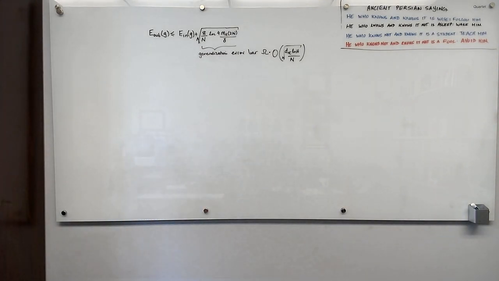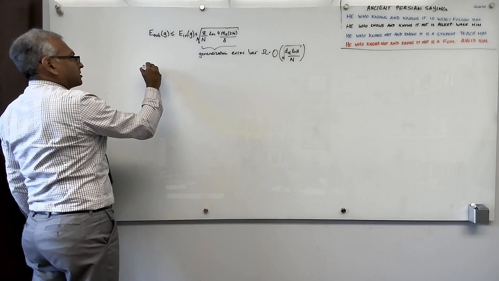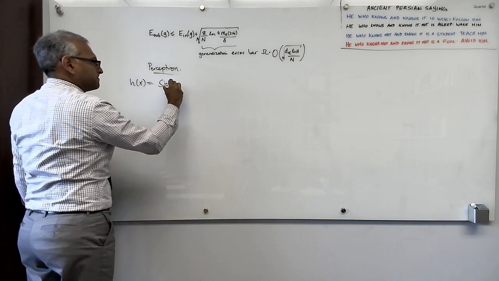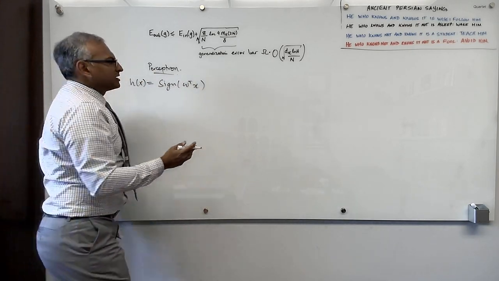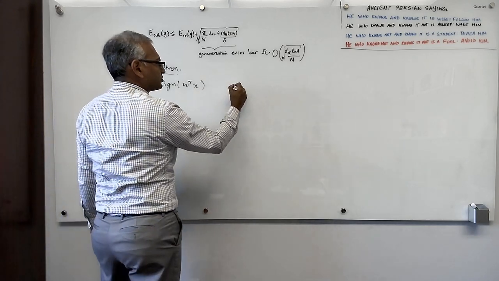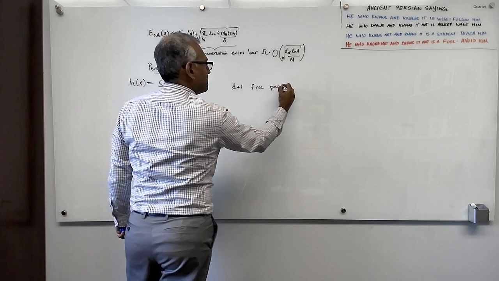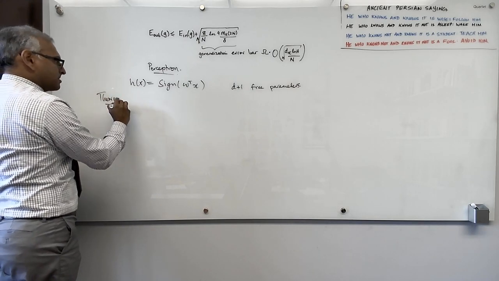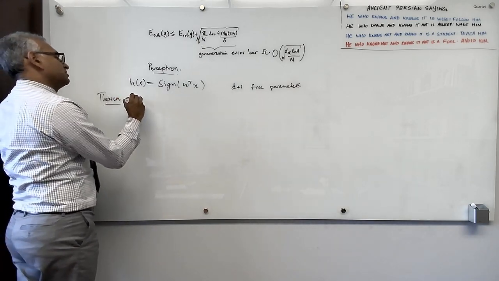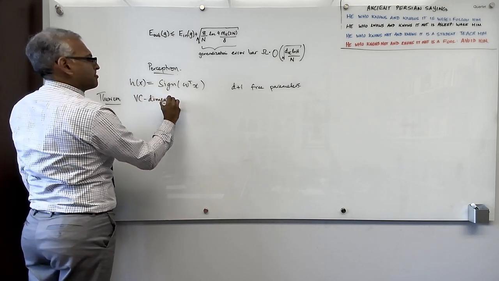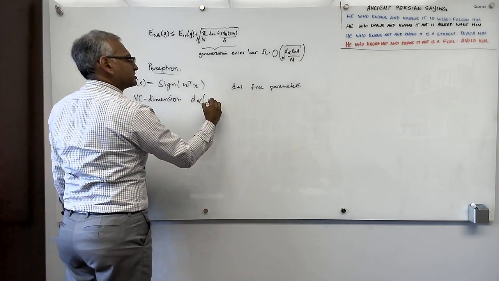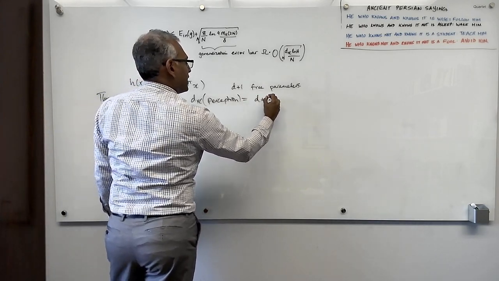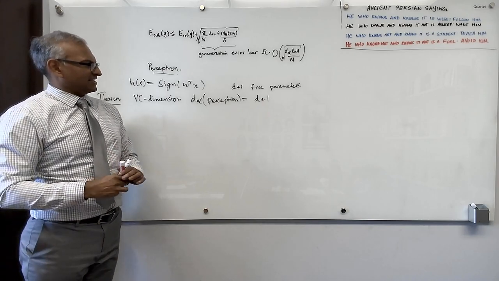Okay, so the perceptron. So remember, h of x is the sign of w transpose x. How many free parameters? So you have w0, w1 to wd, so d plus 1 free parameters. Okay, and indeed, theorem: the VC dimension, DVC for the perceptron in D dimensions is equal to D plus 1. Nice. Okay, it's equal to the number of free parameters.